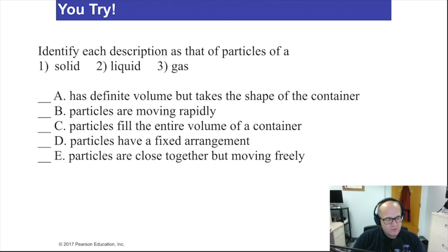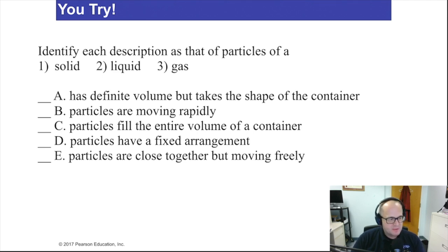Particles are moving rapidly. Yeah, they're moving really fast. They're banging off of things. Those are gases, right? Gases do that. Particles fill the entire volume of a container. Ooh, take up every square centimeter of that container. Well, that's a gas. Gases fill entire volumes.